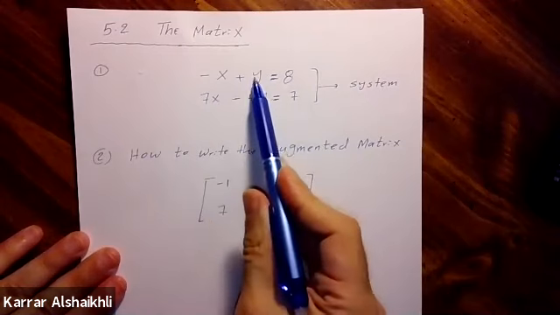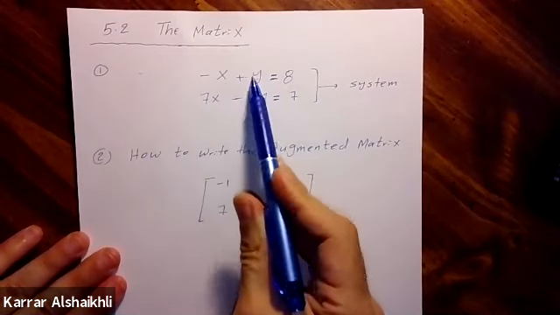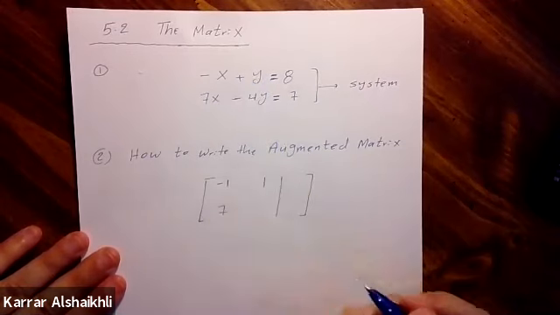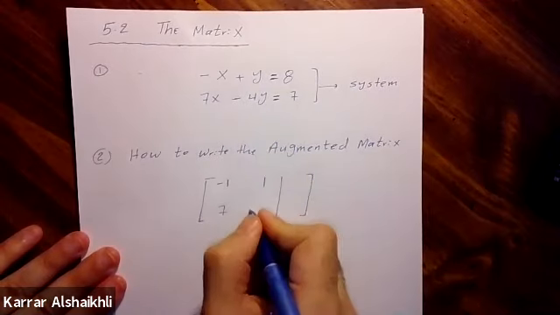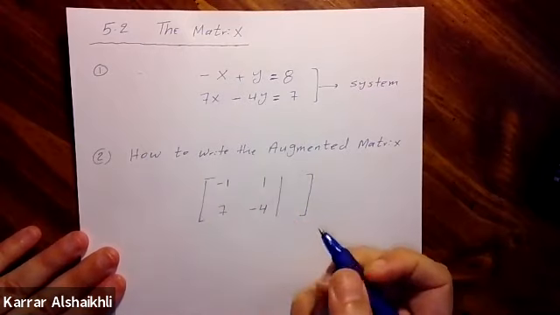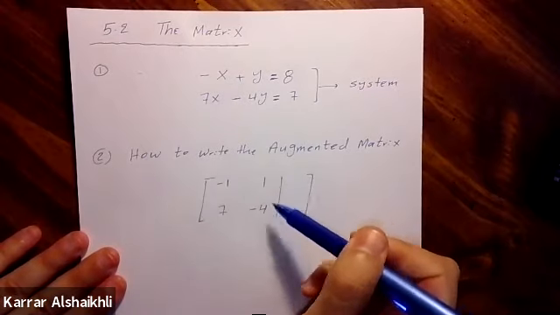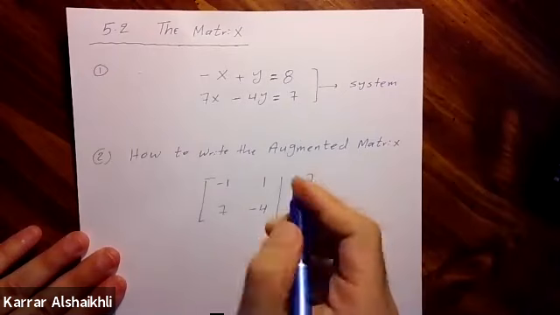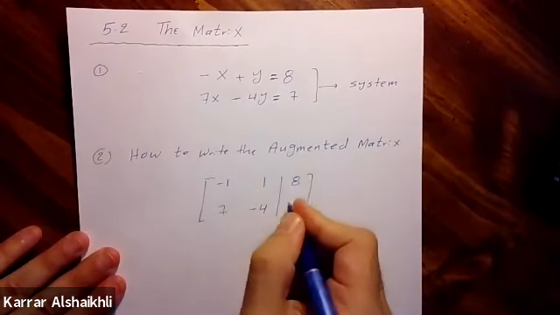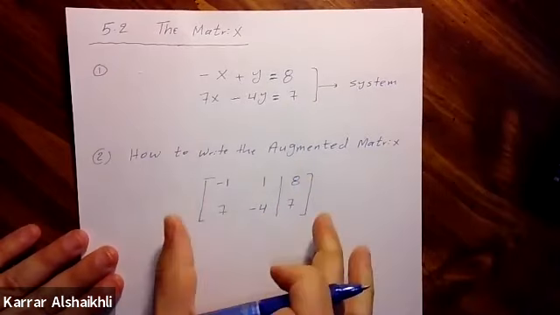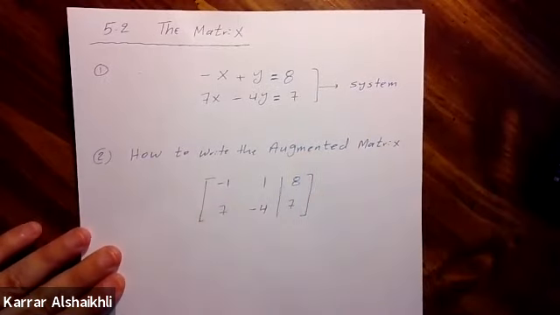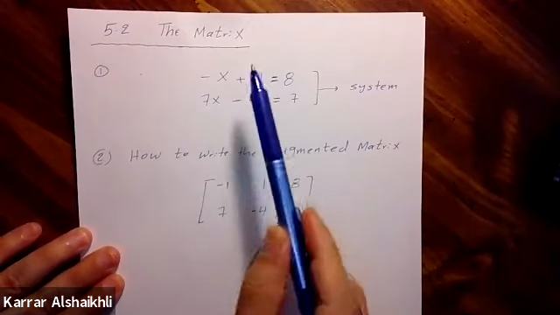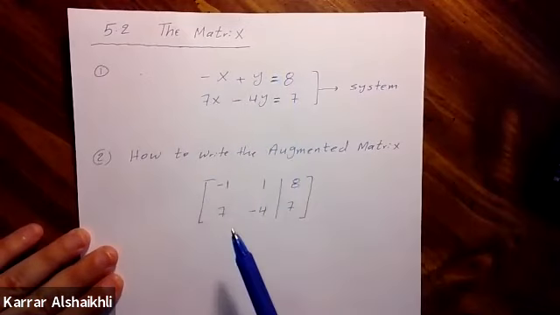The coefficient here, there is no number, that means an invisible 1, so I'm going to write down the 1. The coefficient here is -4, so I write down -4. Here's the equal sign, then 8 and 7. So you see, this is the matrix. We call this matrix the augmented matrix. And this is the method to convert the system to an augmented matrix.